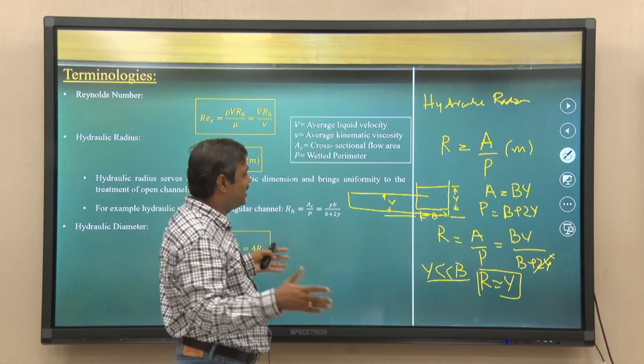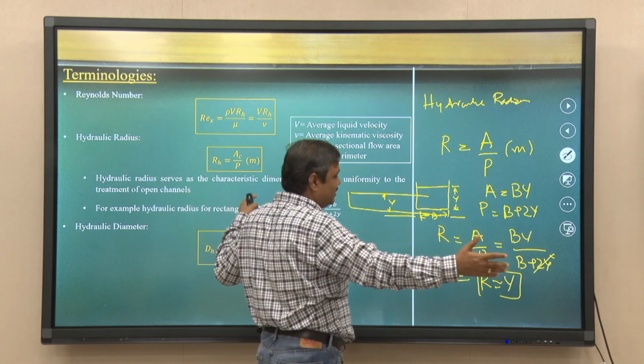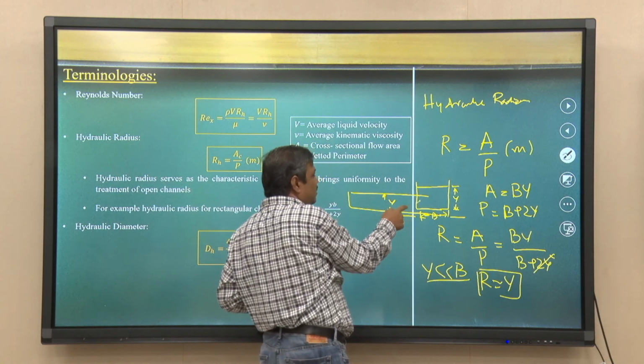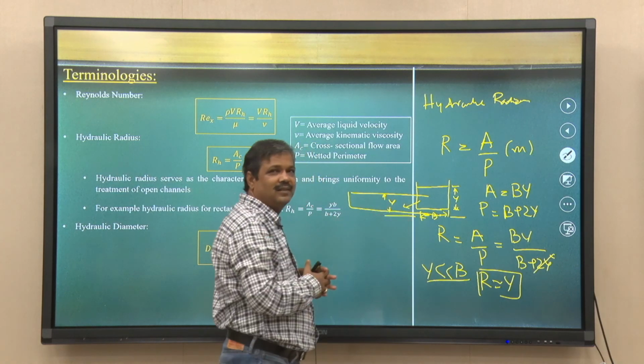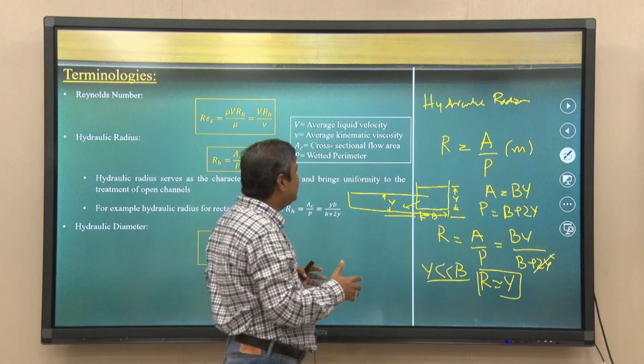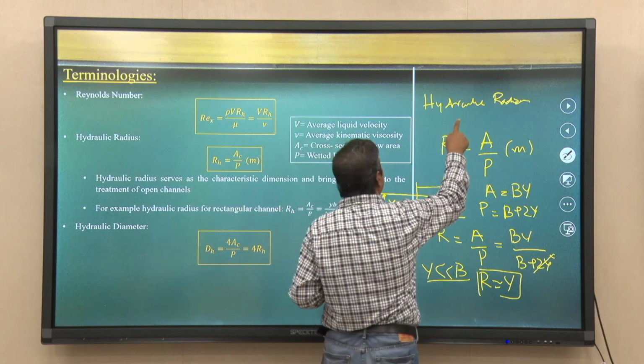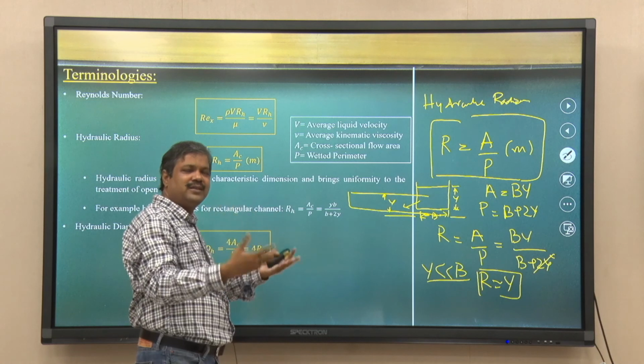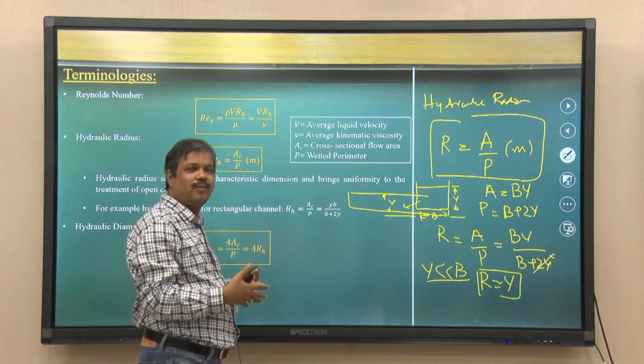So, you try to understand it. If I just make it wider, my radius will be only the depth. That is what is converting it. So, that is a simplified hydraulic radius we propose for open channel flow, because we are synchronized with our pipe flow.